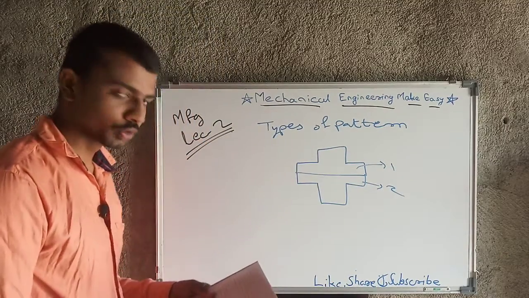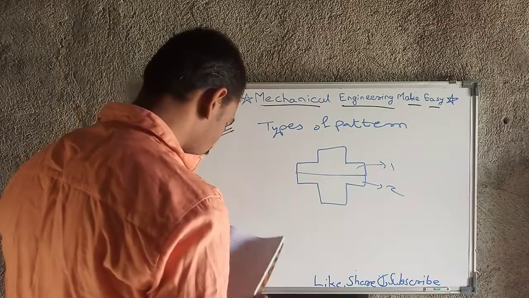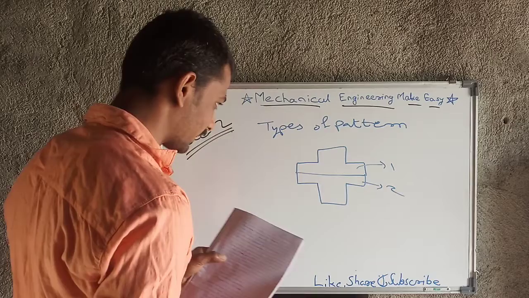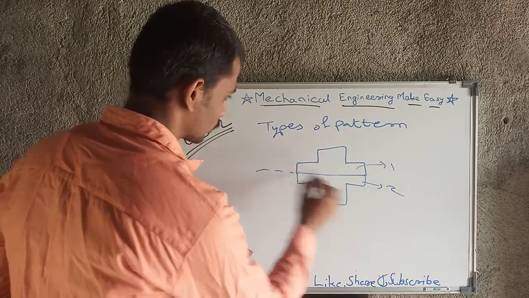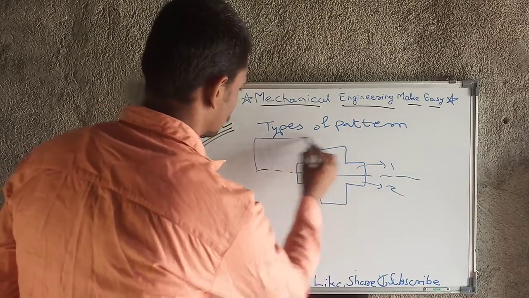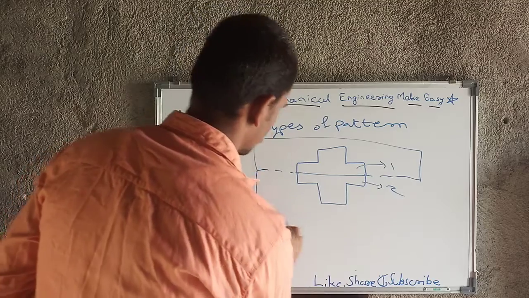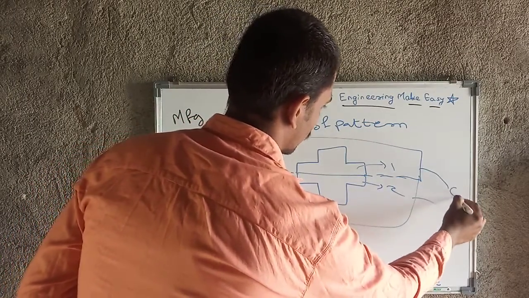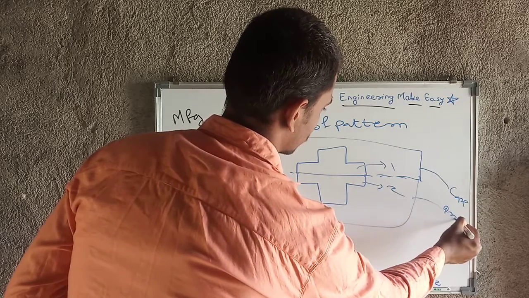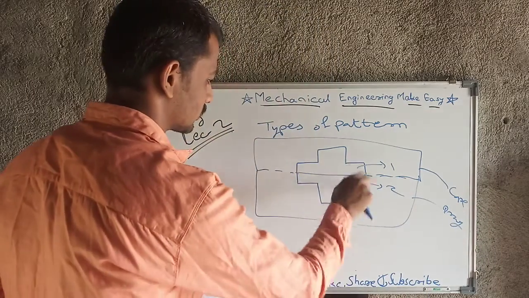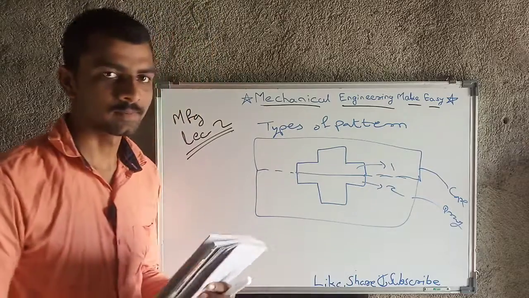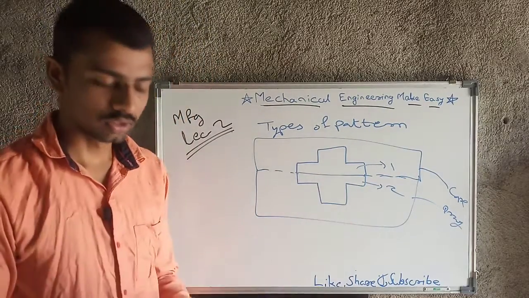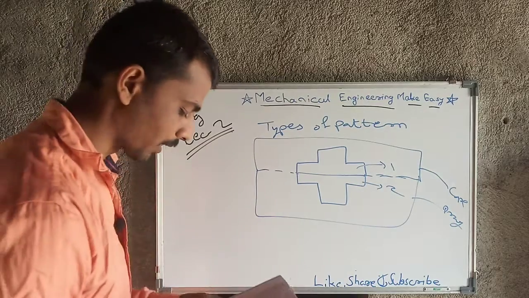Then next is loose piece pattern. One another type is nothing but the loose piece pattern. Then there is cope and drag pattern, if such a thing is there. This is the parting line, one cope and another drag. So ultimately this pattern we can say is a cope and drag pattern. For cope there is a different pattern, for drag there is a different pattern. This is the cope and drag pattern.